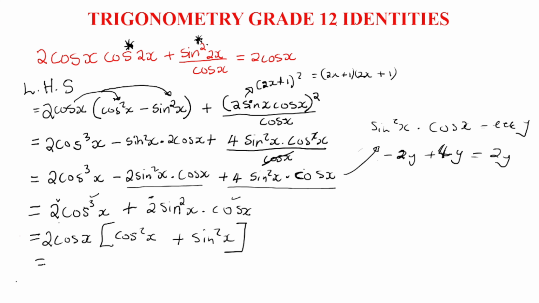Okay, so with identities, we know that cos squared x plus sine squared x is equal to 1. Therefore, this will be equal to 1. Therefore, our answer will just be 2 cos x, which is equal to the right hand side.